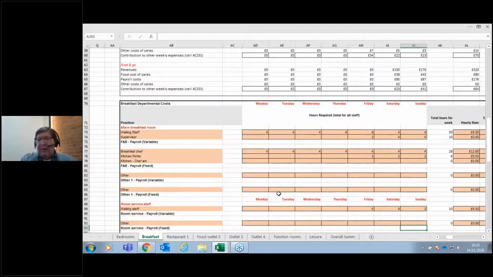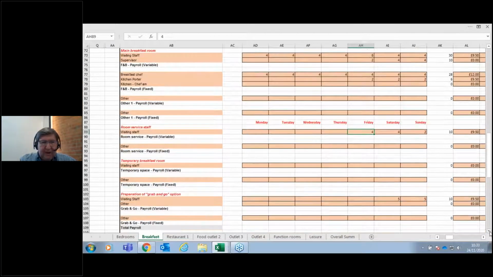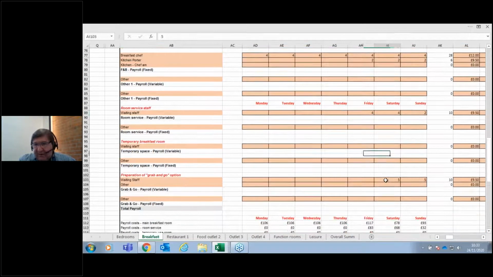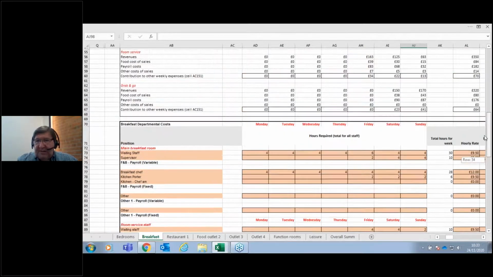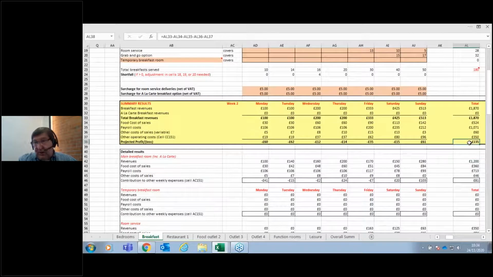And again, all we then need to load up is our staffing hours for different areas of operations. So we've got room service in here, we've got our kitchens here again, and we've got some staff in here for our grab and go options, which we're going to offer on the weekend. And back up. So in this particular week, then we lost £135 overall. Again, we didn't have that many breakfasts, but because we're having to disperse them across other parts of the building where there's additional cost, we lost money.